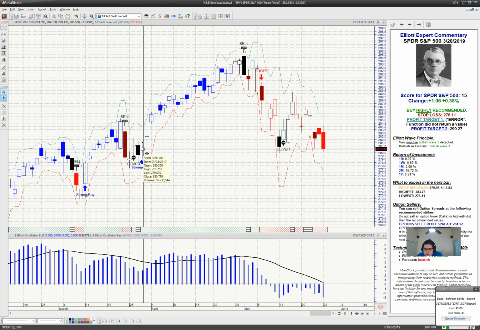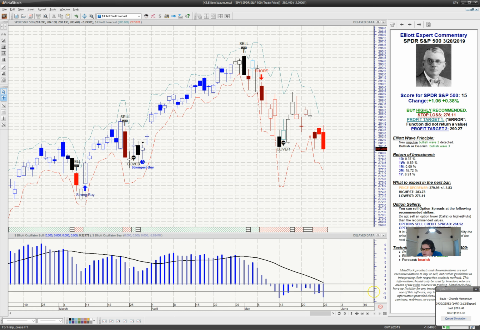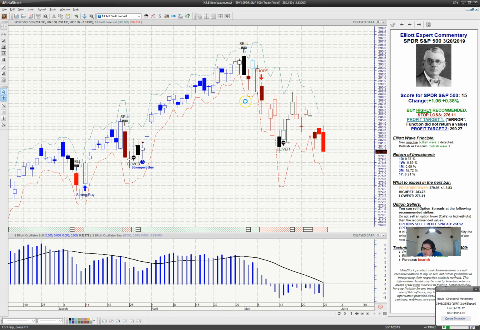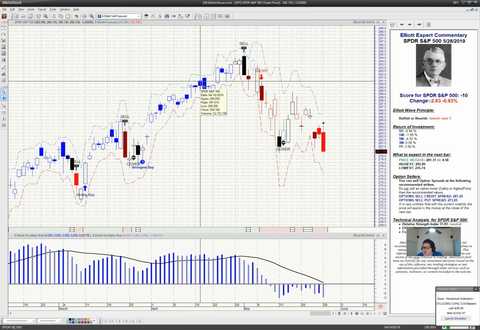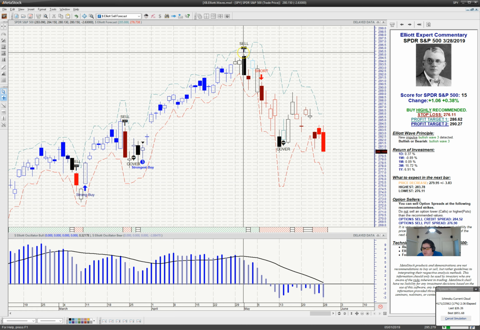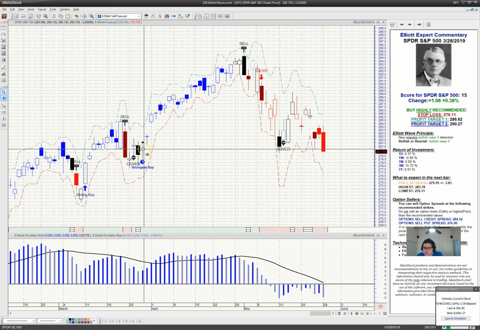Now, to show you how the indicator works, on March 28, we had a profit target. Let's reload this guy. We had a profit target of 290.27. So the profit target was achieved roughly a month later. What's good about this indicator is that it tells you, for example, here on wave 3, it'll show you wave 3 when the wave is starting, not when the wave is ending. Therefore, you can now use Elliott Waves for your trading.